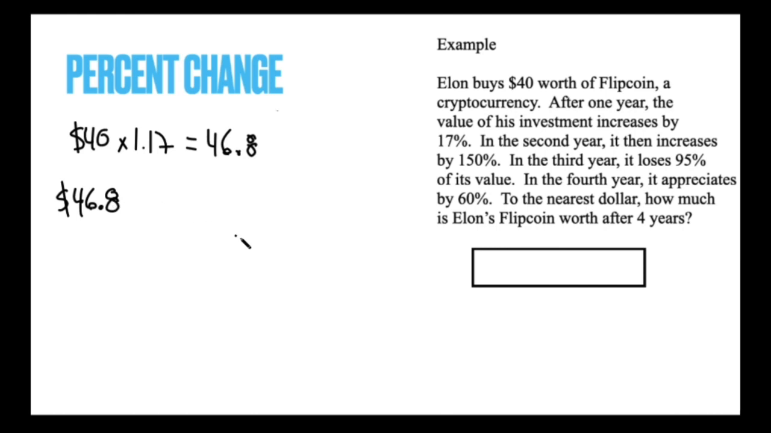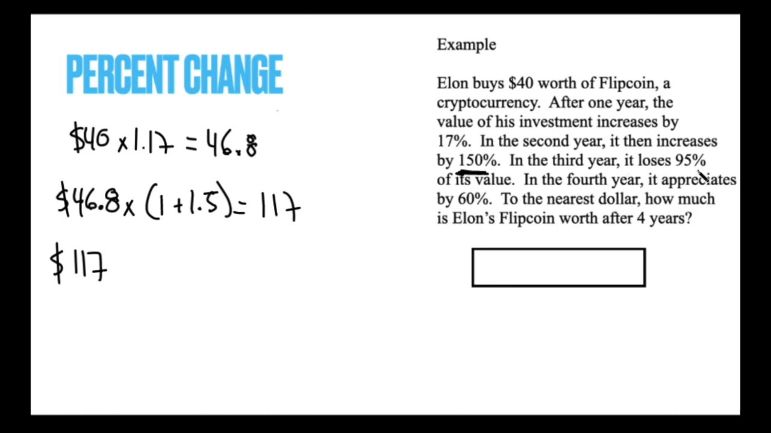And this amount increases by 150%. So using our trick, we're going to multiply it by 1 plus whatever this is as a decimal. So that's 1 plus 1.5, right? Because 150% as a decimal is 1.5. So times 1 plus 1.5, also known as 2.5. And when we do that, it comes out to 117. Okay, so now he has $117.